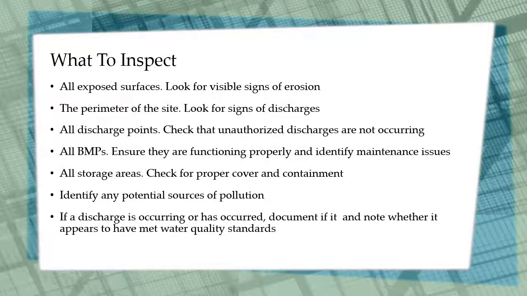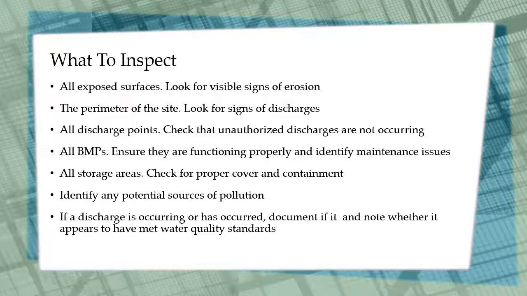So what should you be looking at when you're doing your inspections? First, check all exposed surfaces. Look for any signs of visible erosion. Let the contractor know where they're at so they can stop those so they won't get any worse. Check the entire perimeter of the site and look for any signs of discharge that's leaving the site. Look at all discharge points, including curb inlets and culverts. Make sure that any unauthorized discharges are not occurring.